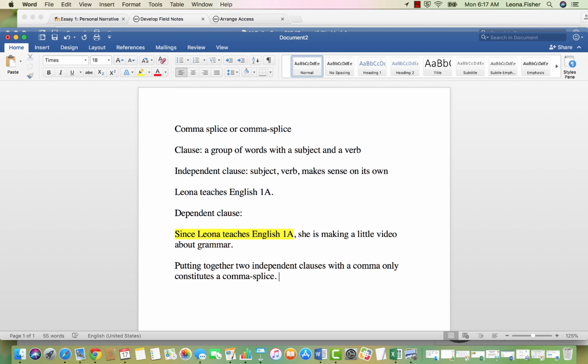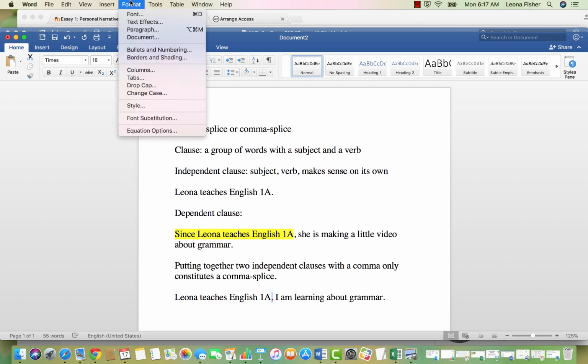Established authors sometimes write fragments. The important thing, though, is to know the rules, and then you can bend and break them. So a comma splice would be something like, Leona teaches English 1A, I am learning about grammar. Okay, so we have one independent clause here and another independent clause there. We've put them together with just a comma, and no, we can't do that.